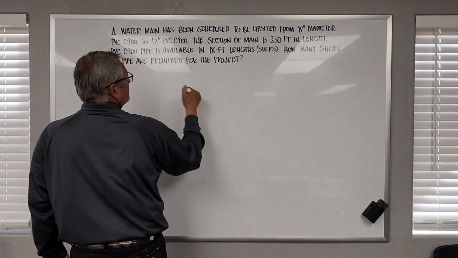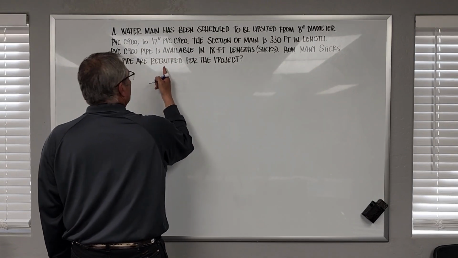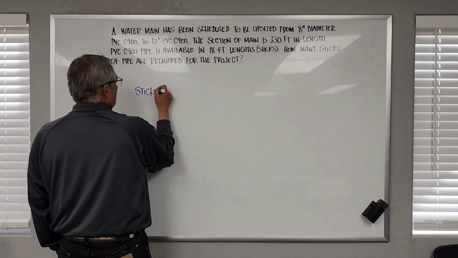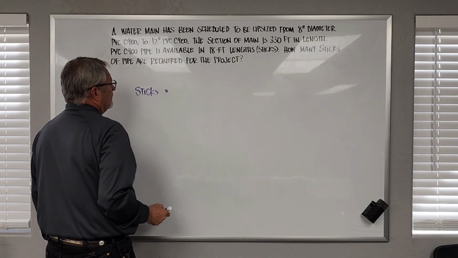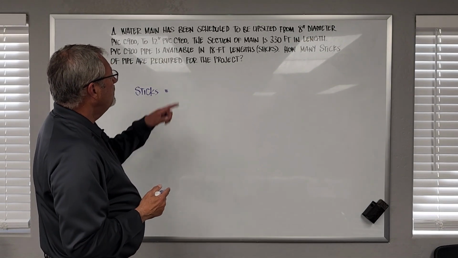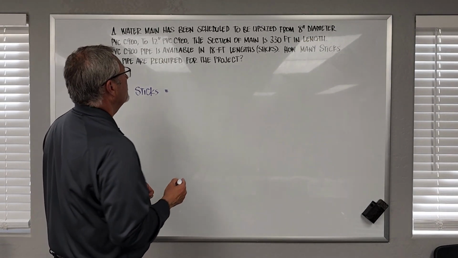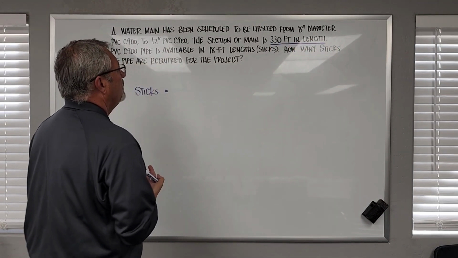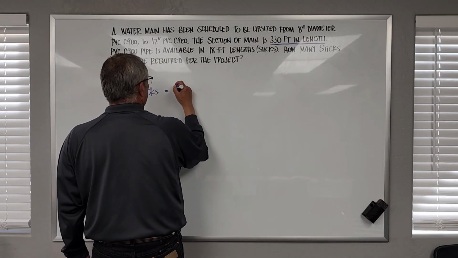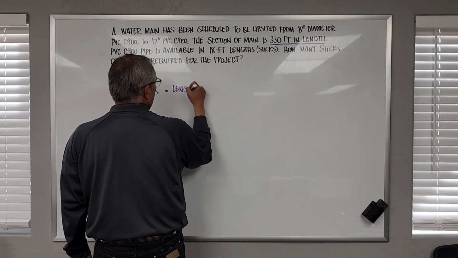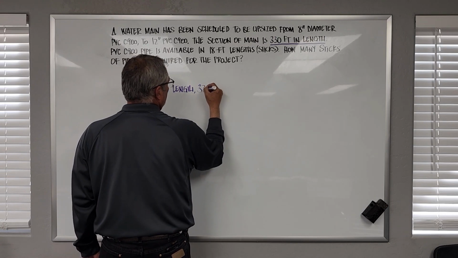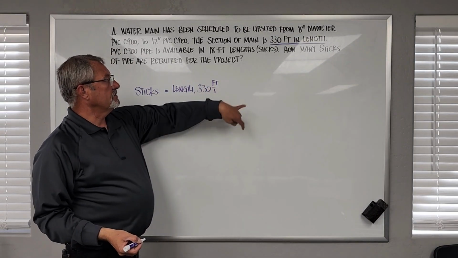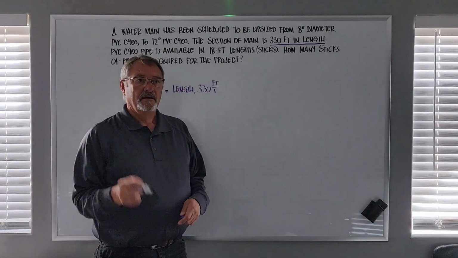Well, it's how many sticks of pipe are required for the project. So I'm going to write down sticks. Now, the length of this pipeline is 330 feet. So I'm going to write down length, 330 feet over 1. When I write down 330 feet over 1, it's the same thing as 330 feet.